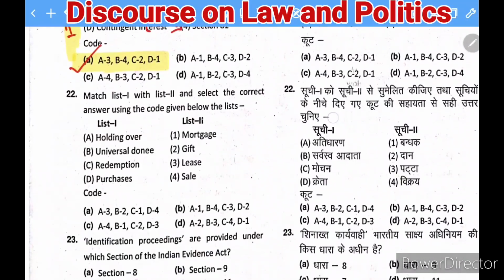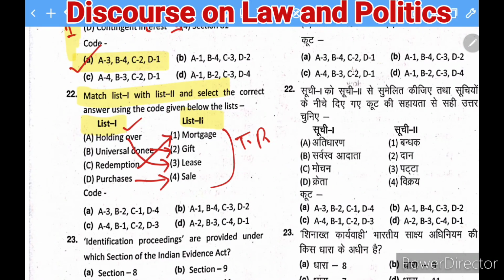Again, the next question is also about matching list 1 and list 2. Now you can see on list 1 there are certain provisions, and in list 2 there are certain kinds of transfer of properties. It has been discussed. So let's start here one by one and do the matching. What you can see here, redemption which is given here, it belongs to the mortgage. So C belongs to mortgage. Universal donee belongs to the gift. Then purchase belongs to the sale, and holding over belongs to the lease.